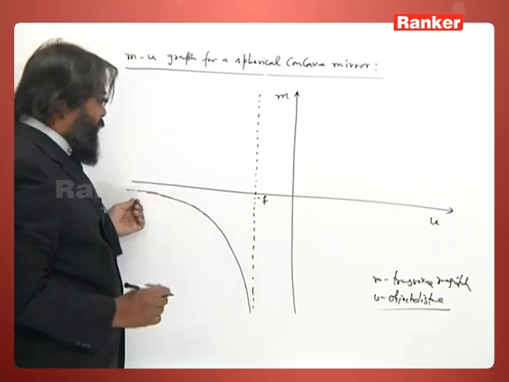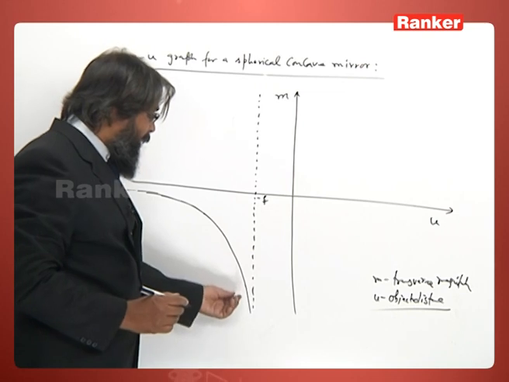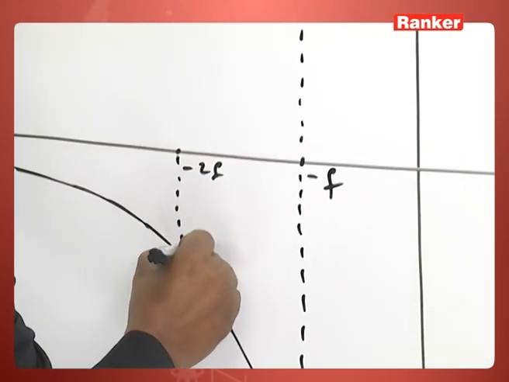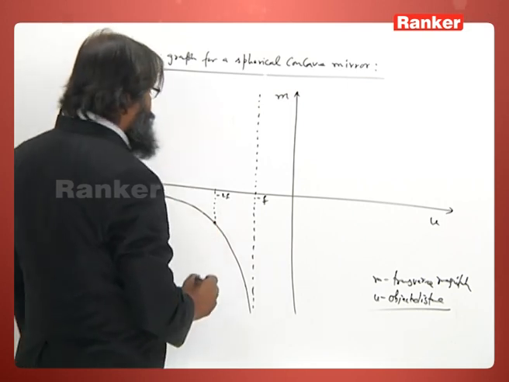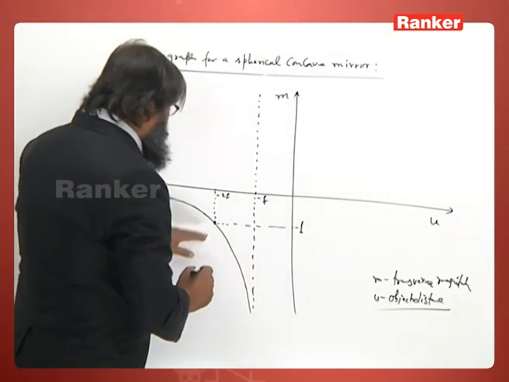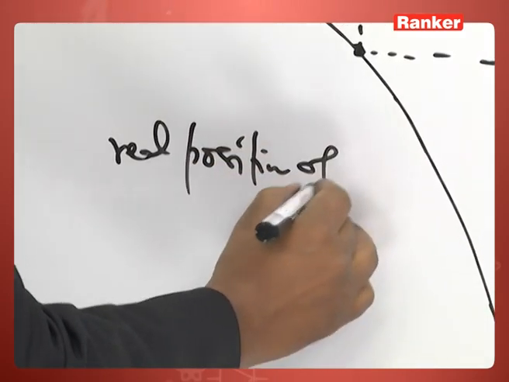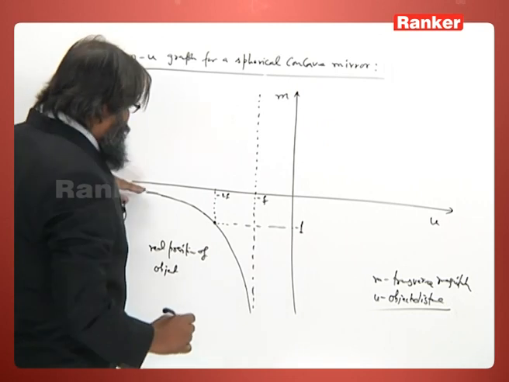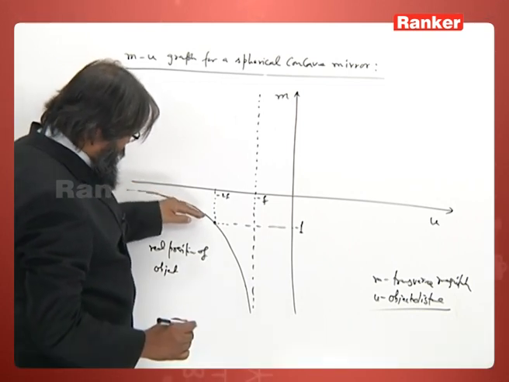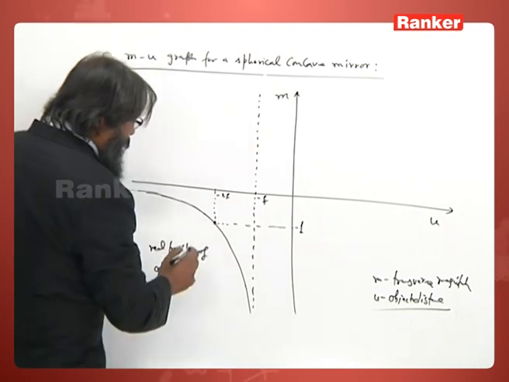When the object is at a large distance, we have some magnification, and as you go on, the magnification increases until we are at focus. When I am at minus 2f, that means the object is placed at the center of curvature, the magnification we get is minus 1. Before that, this is for all real positions of the object. As we approach the mirror, the magnification is increasing.